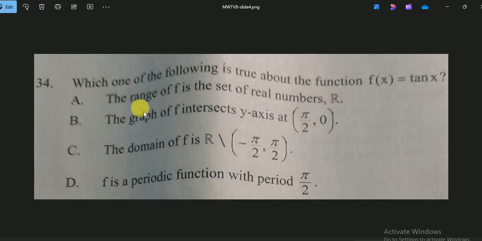Next problem. Which one of the following is true about the function f of x equals tan x? To answer this problem, we have to recall the definition of trig functions in general and the tangent function in particular, as well as the different properties of the tangent function: range, y-intercept, domain, periodicity, and so on. We have to recall these things.